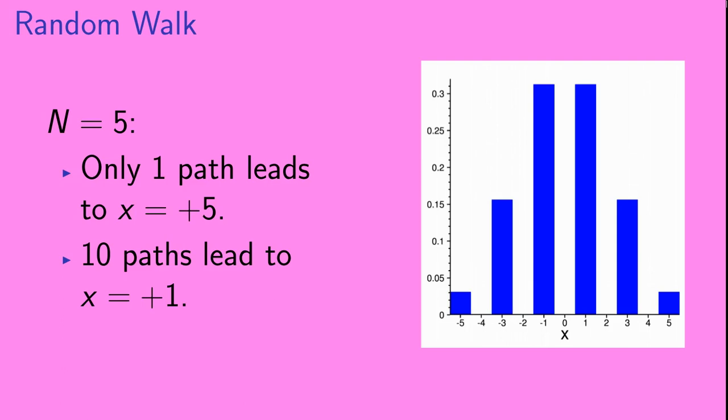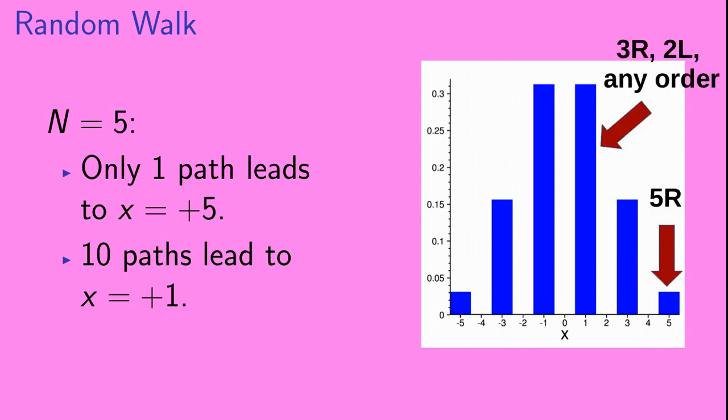Okay, so next let's look at the case n equals 5. So after 5 steps, the object can end up at x equals ±5, ±3, or ±1. Here we'll just look at a couple of examples. So there's only one path that can lead to the object ending up at x equals +5. The object has to move to the right 5 times.